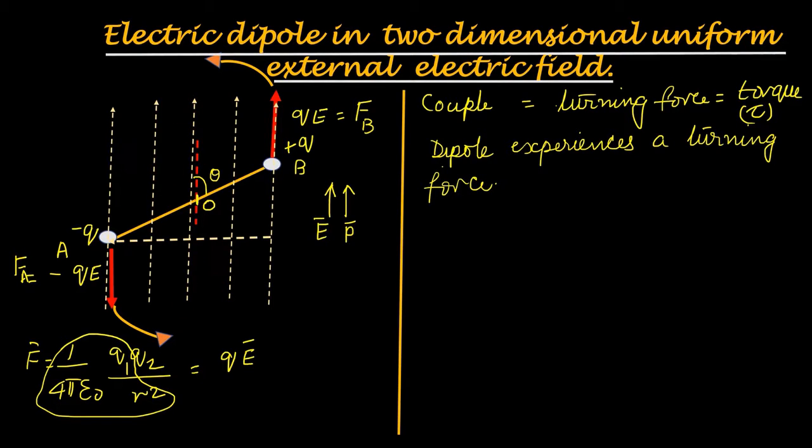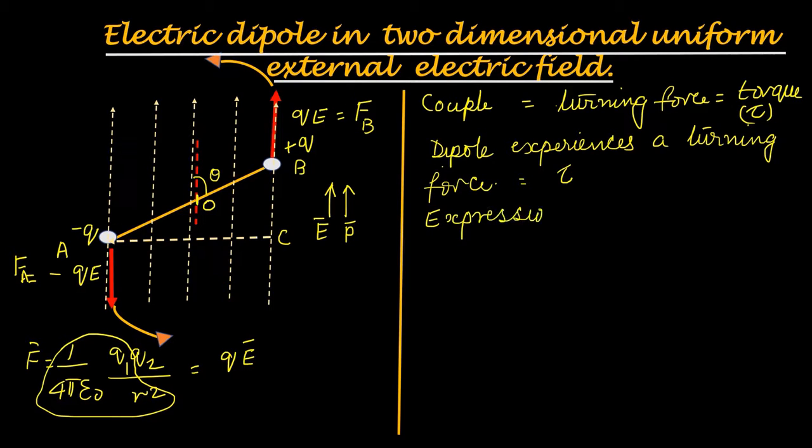This turning force is called torque. Torque is a vector quantity. It has magnitude and direction. We will use this diagram. Let this point be marked as C. AC is the distance between the two forces. The two forces form a couple, so AC is the arm of the couple.